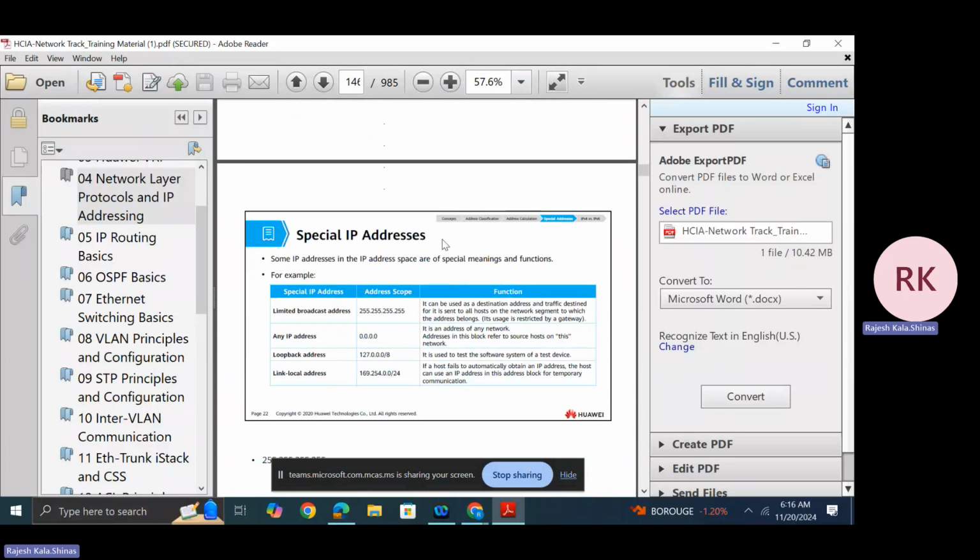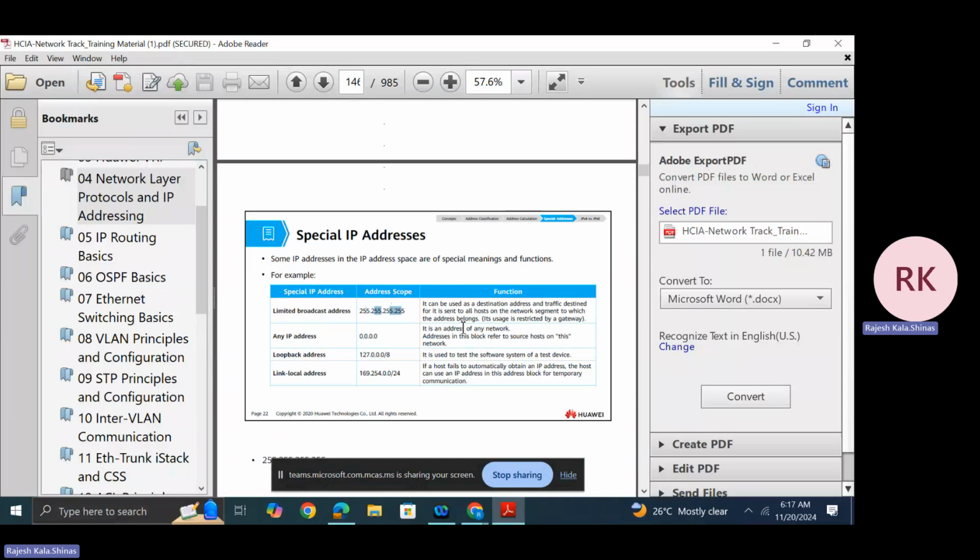Special IP addresses. There are four types of special IP addresses given here. Limited broadcast address 255.255.255.255 can be used as a destination address. We can send a packet to this address, and it is traffic destined for all. It is sent to all the hosts on the network segment to which the address belongs.